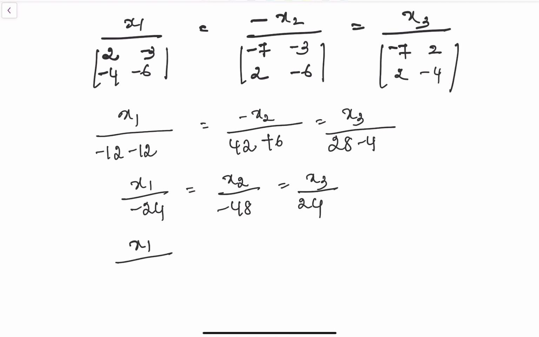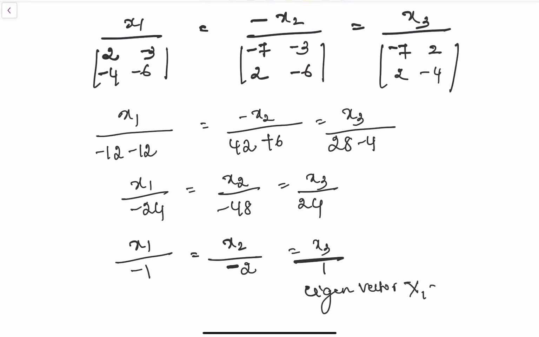Okay, you can divide it, you can take the common term out. So minus 1, this will be minus 2 and this will be 1. So what are the values of the eigenvector for lambda is equal to 5? So eigenvector x1 is equal to minus 1, minus 2 and 1.